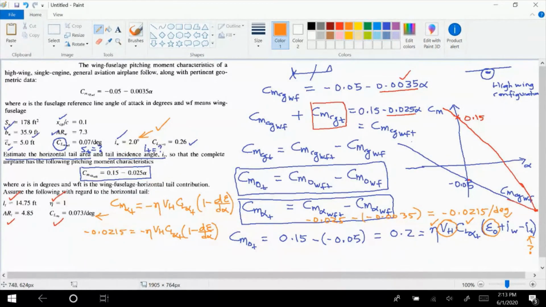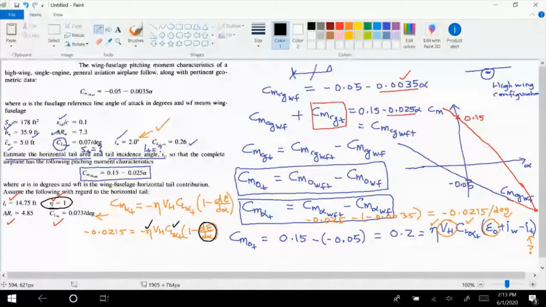Now here let's track what is known and what is not known. This eta is known, right? So this is given as 1, as you can see here. Again, this Vh is not given, but we need that Vh. And Cl alpha t is given, and the slope is not given. So again, this is an equation with two unknowns. All right, so somehow we need to make use of these equations that we have. So let's deal with these epsilons and the slope of this epsilon.